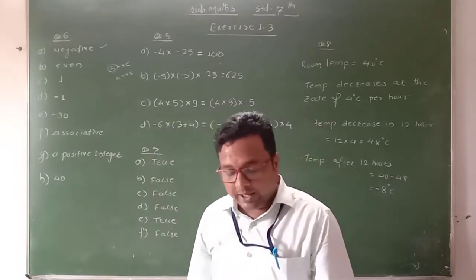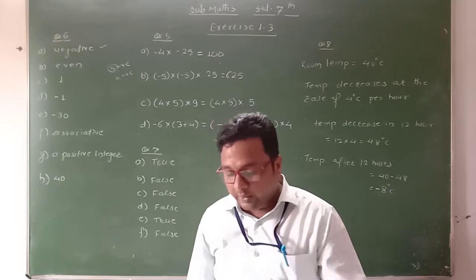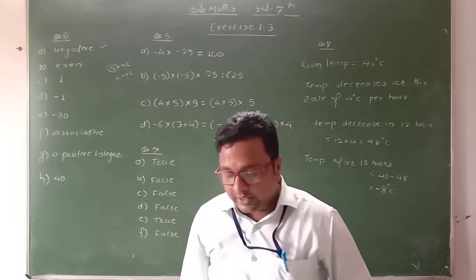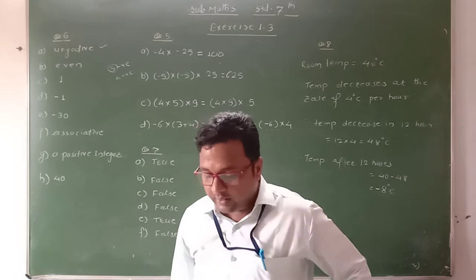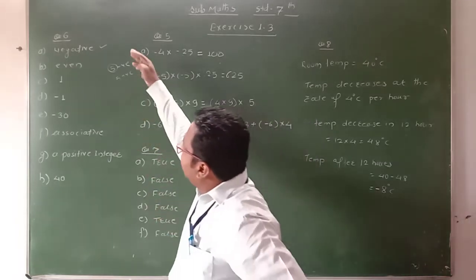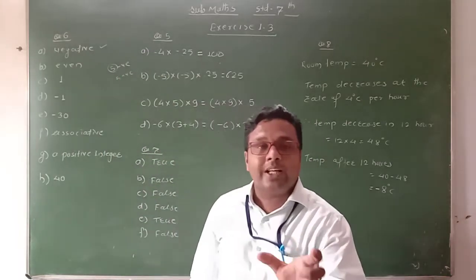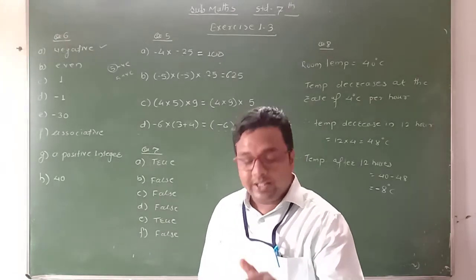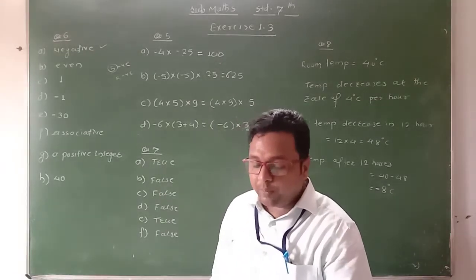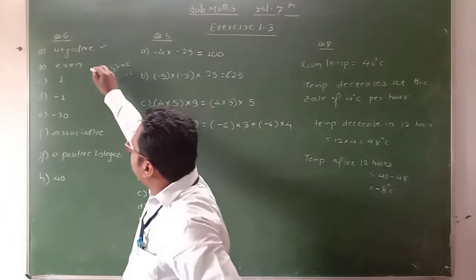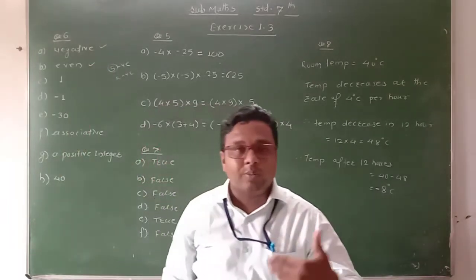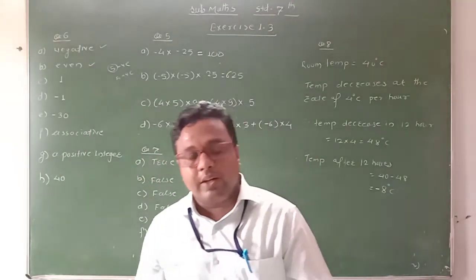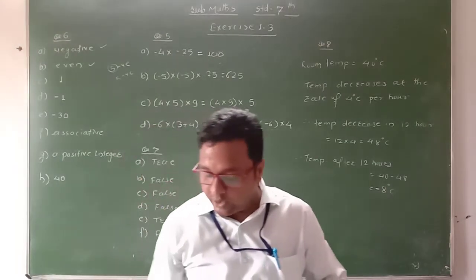Okay. See the next statement. If we multiply a blank number of negative integers, then the resulting integer is positive. I already explained, if an even number of negative integers are there in the product, then the product is positive. Therefore the answer here is: if we multiply an even number of integers, then the product is positive.